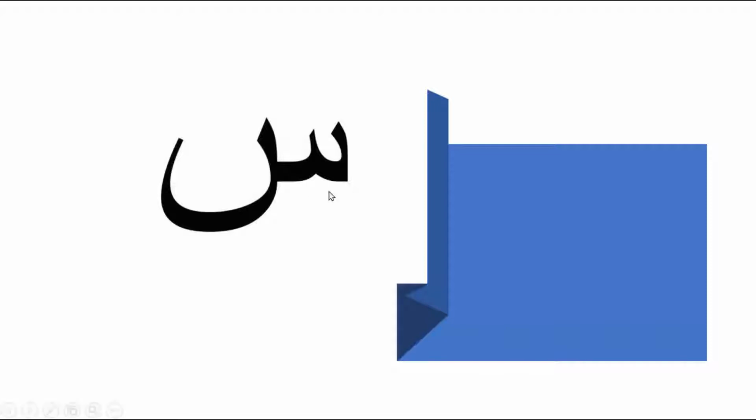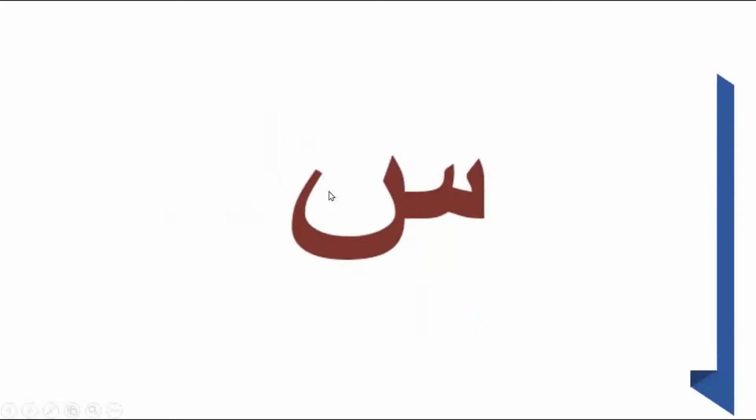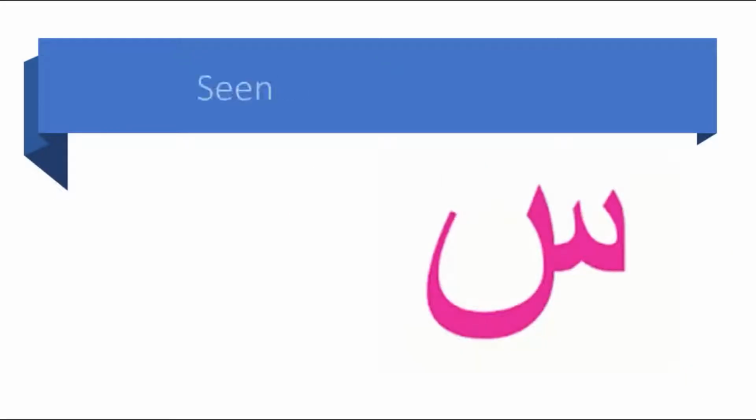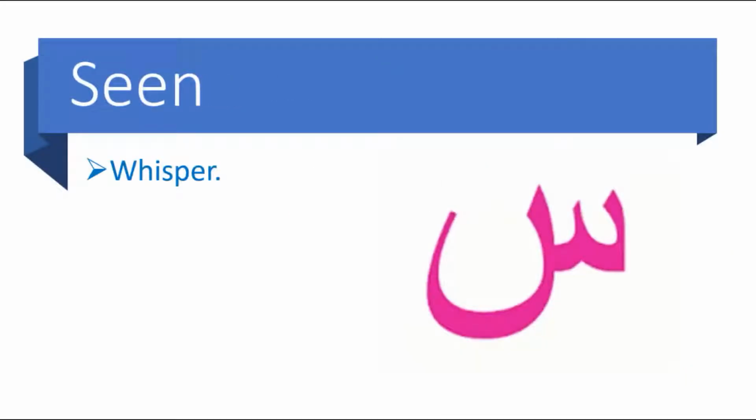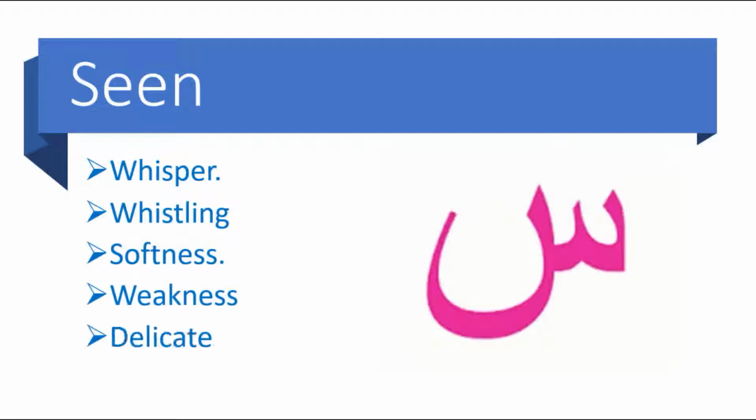The letter S comes out with whispering. This is Sin, and the letter is soft and delicate, with some whispering, some weakness. Sin is whispering with some whistling, but much more whisper than whistling, and some softness and some weakness of this letter. The letter is very delicate.